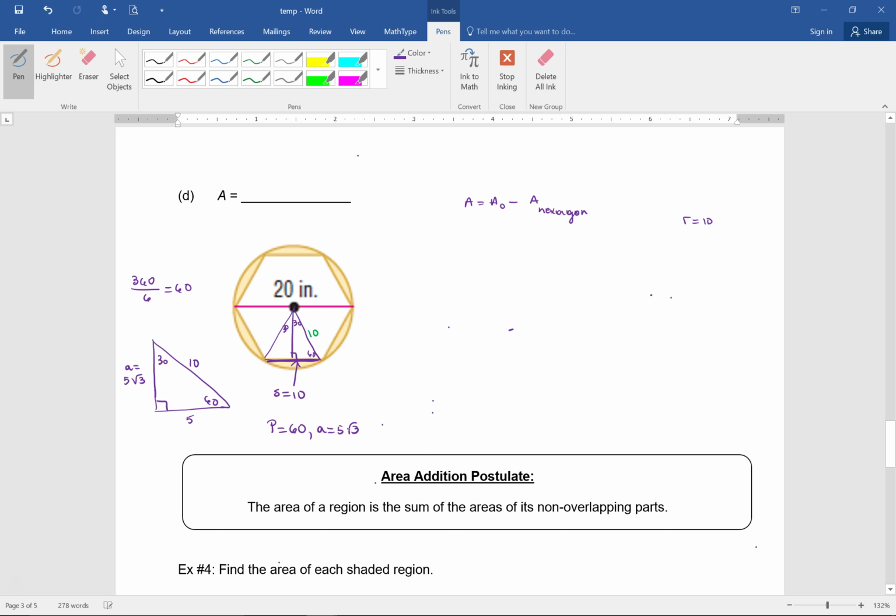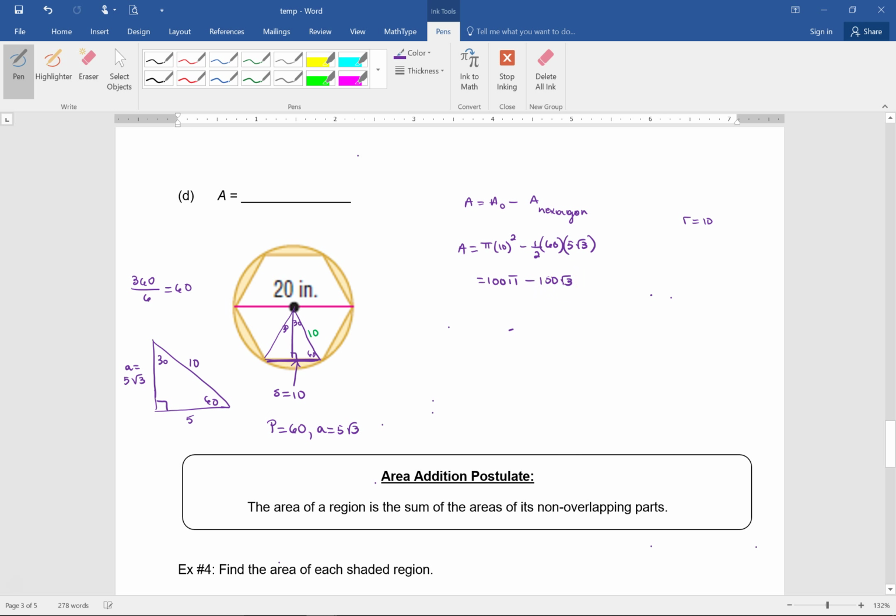Okay. We're ready to plug this stuff in now. The area then is the area of the circle, which is pi times 10 squared. You gotta love that 10 squared, right? Minus half times the perimeter times the apothem. So this is 100 pi minus, how much is that in exact form? 150 root 3.